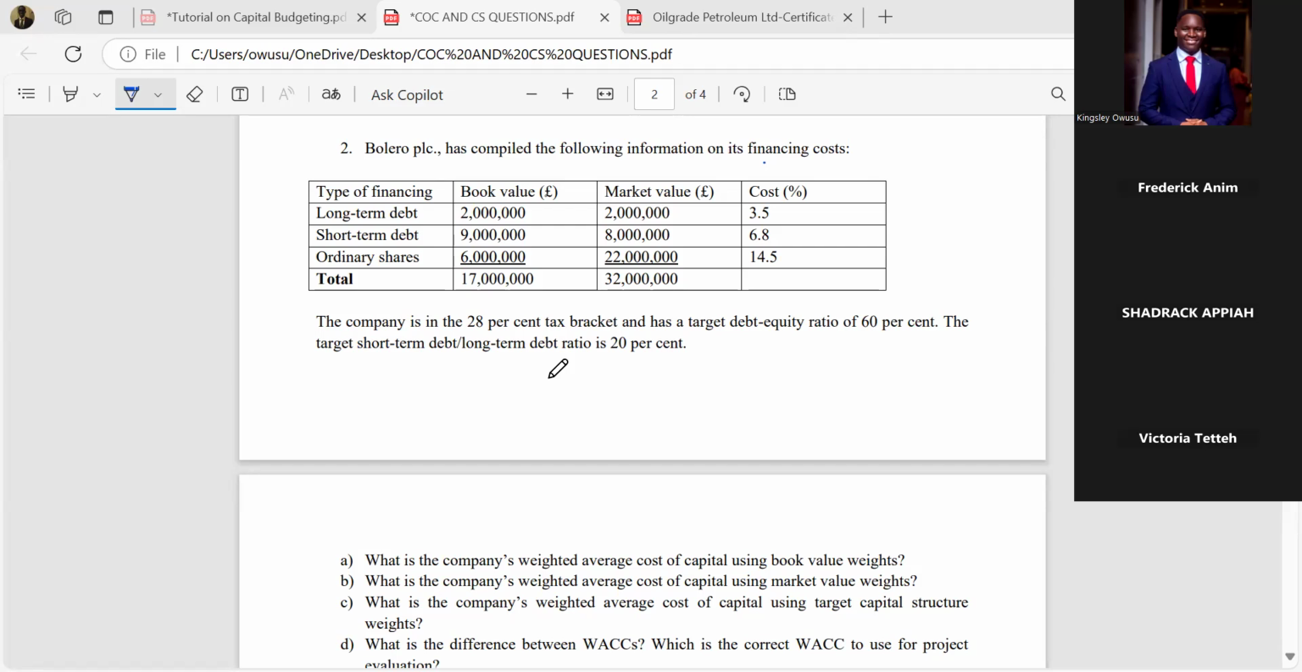Or the third type is where we said that we can determine the weight based on some target capital structure. So you may have a certain target capital structure that you want to achieve, a certain debt to equity ratio that you want to achieve as a business. So you can use that to work out the weights of each source of capital.